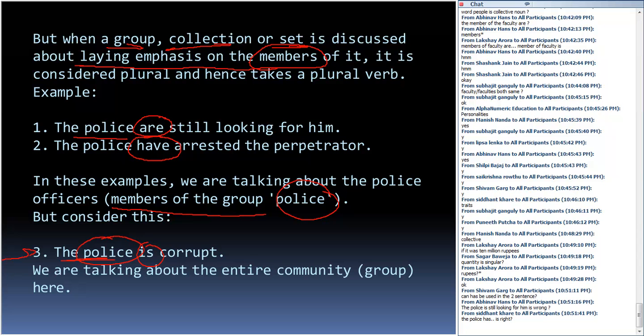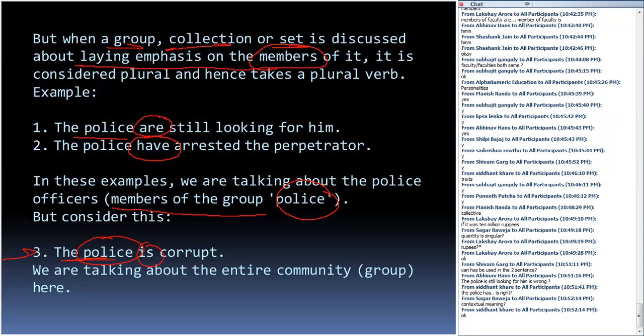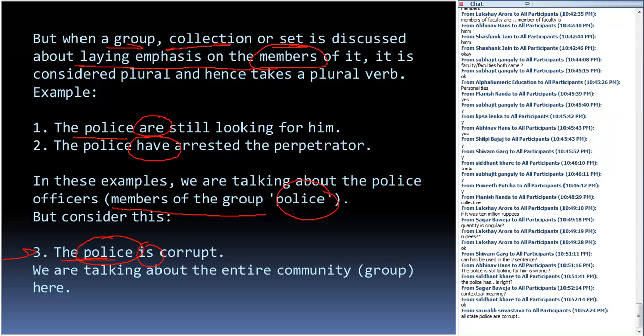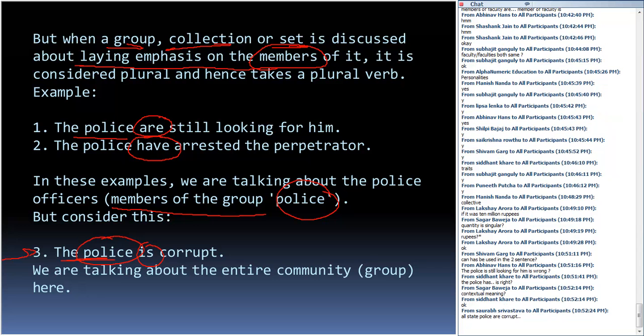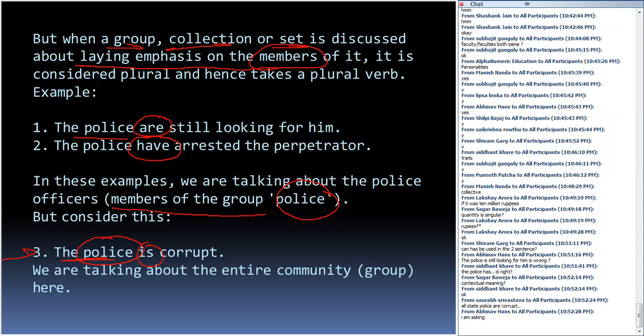Siddhant, the police has. हाँ, it's right. Police तो singular entity है ना. हाँ, it is right, Siddhant. कभी सुना नहीं है? Okay, just a minute. Abhinav, you are saying the police is still looking for him is wrong. Why? Why it's wrong, Abhinav? No, it's right. Generally police singular ही होता है.